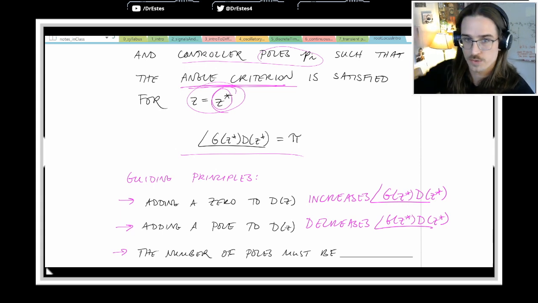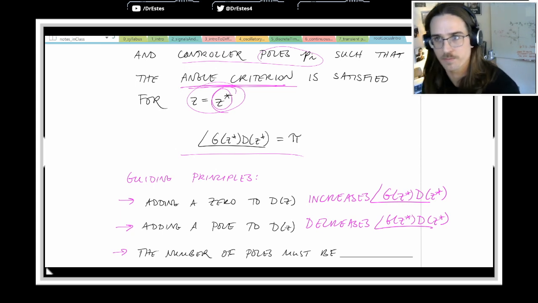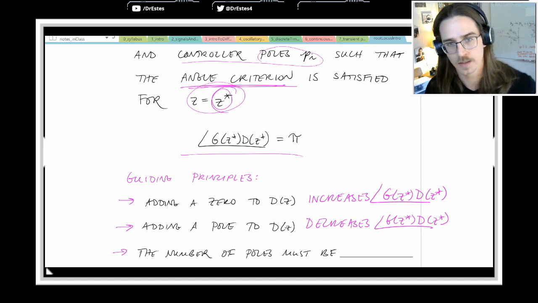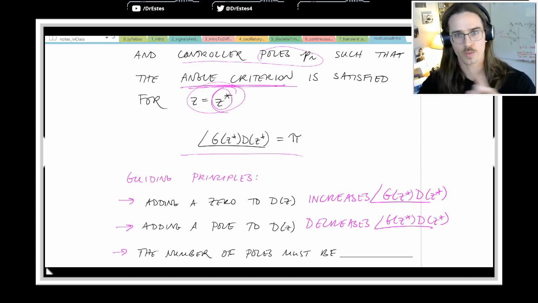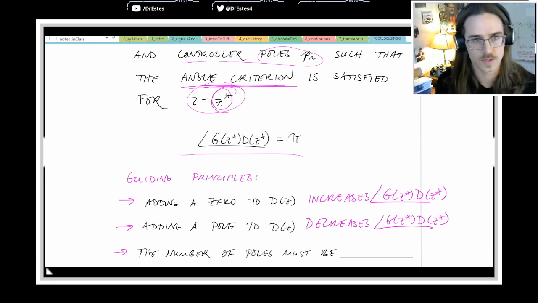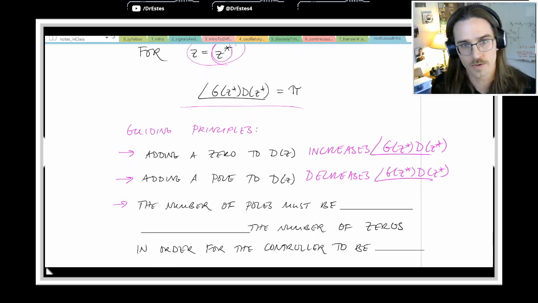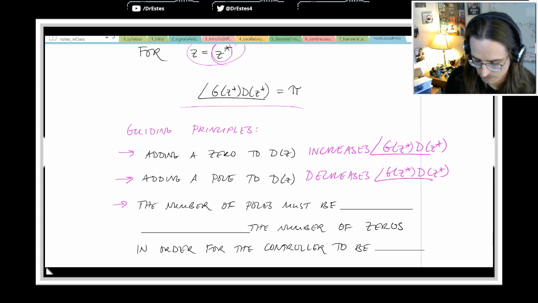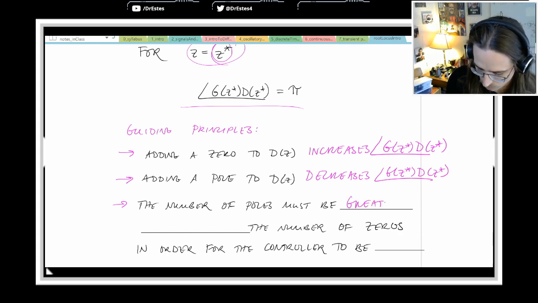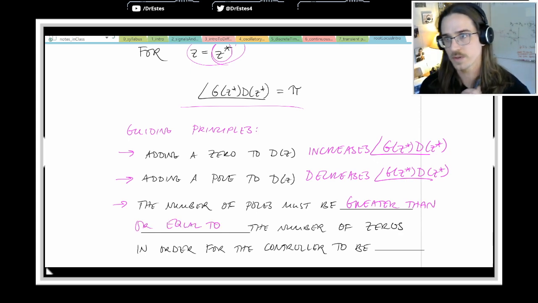Let's say your angle is greater than pi. Well, if I add a pole to D of Z, that is going to have the effect of bringing that angle back down towards pi. So adding zeros and poles is a way to dial in the angle criterion. All right, so we have that. Here's another thing you have to keep in mind. The number of poles in your controller must be greater than or equal to the number of zeros in your controller.